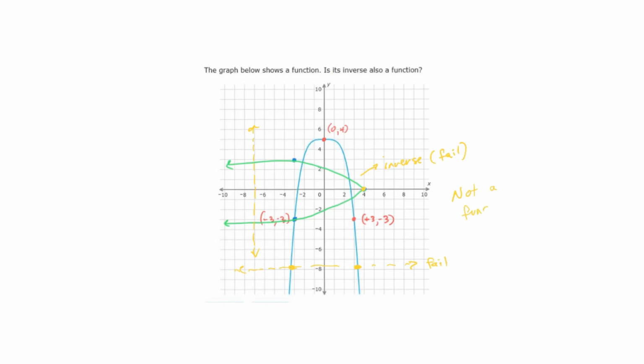Now the thing to consider here is that the original graph here is in fact a function. It does in fact pass a vertical line test, yet the inverse does not. This is from a graphing standpoint. Now we want to take a look at just a plain old finding the inverse of a function.